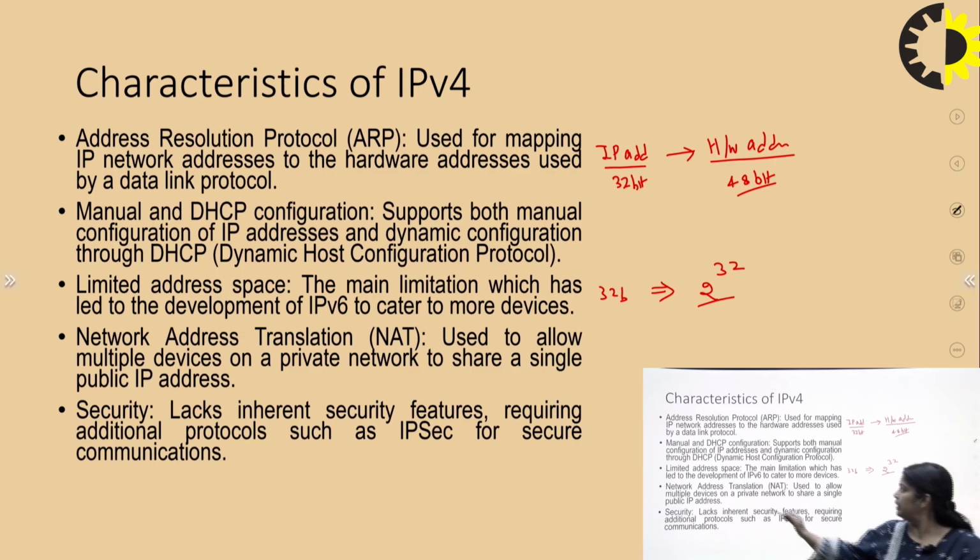There is also Network Address Translation. NAT is generally used for translating IP version 4 to IP version 6. Security is also provided: IPsec is used in IP version 4, and you have to implement IPsec.